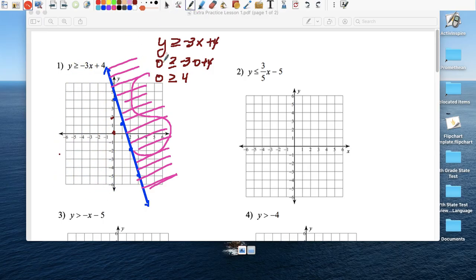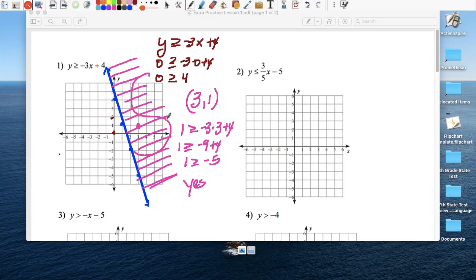Let's pick an easy point. Let's pick this point right here. That point's 3, 1. If I plug 3, 1 into the inequality, I'm going to get 1 greater or equal to -3 times 3 plus 4. 1 greater or equal, -3 times 3 is -9, and if you add 4, you get -5. So is 1 greater or equal to -5? Yes, it is. So that point right here satisfies.